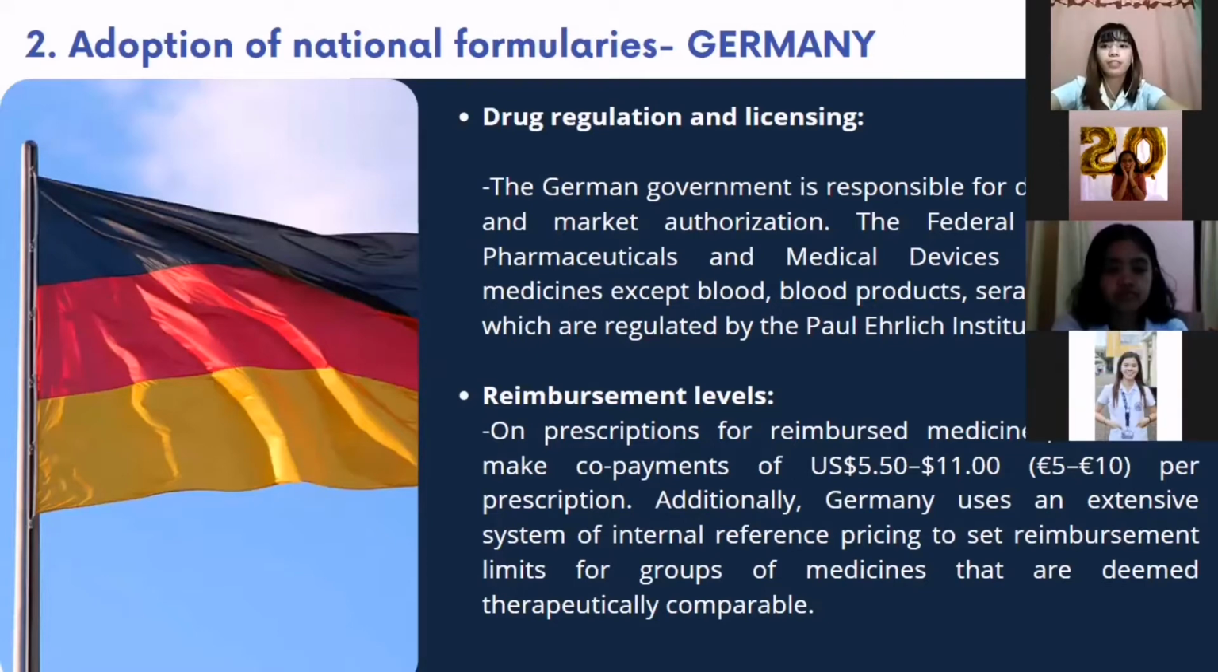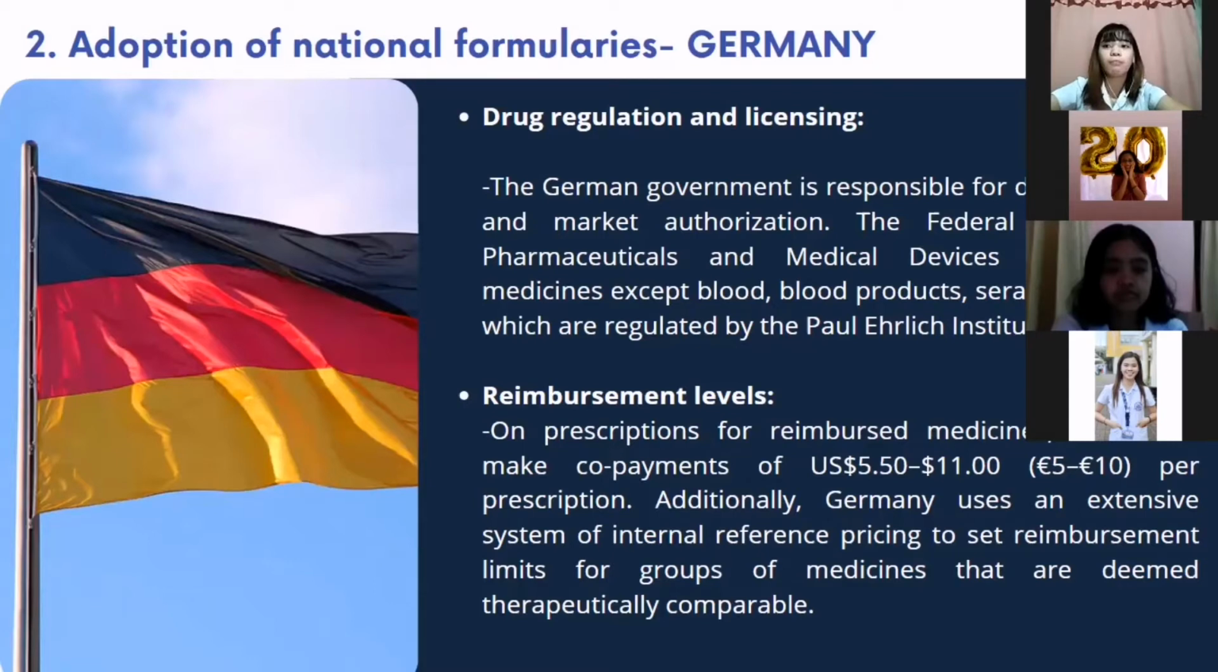Let's now proceed to the adoption of national formularies in Germany. So for drug regulation and licensing, the German government is responsible for drug regulation and market authorization. The Federal Institute for Pharmaceuticals and Medical Devices regulates all medicines except blood products, sera, and vaccines, which are regulated by the Paul Ehrlich Institute.